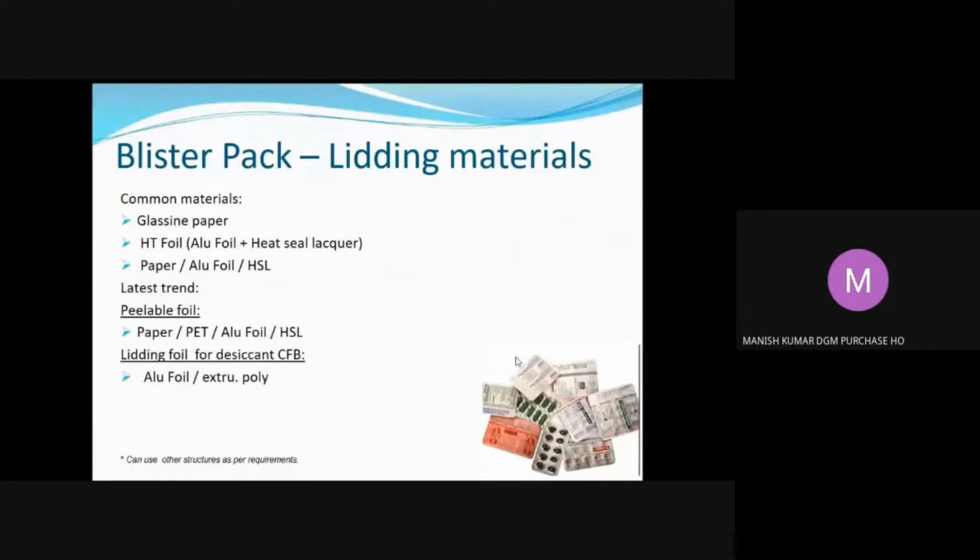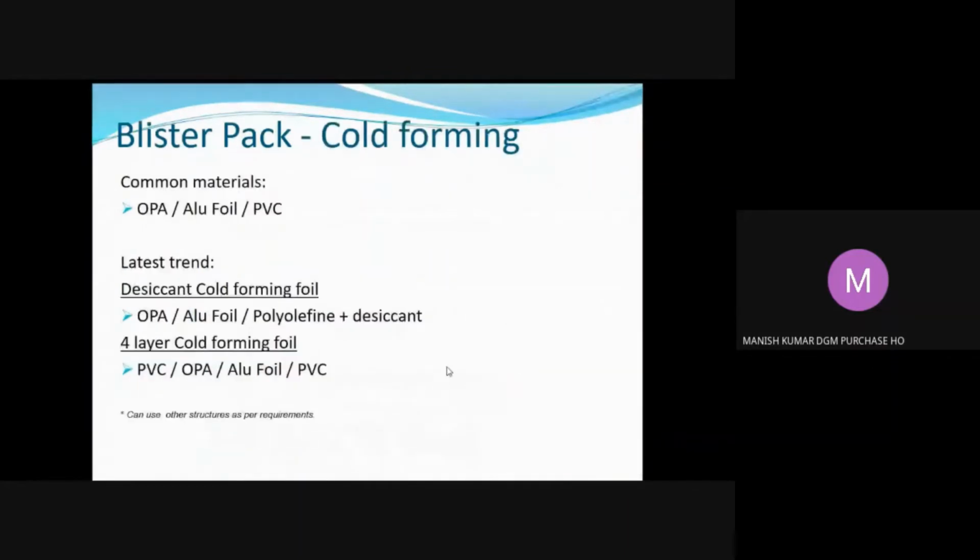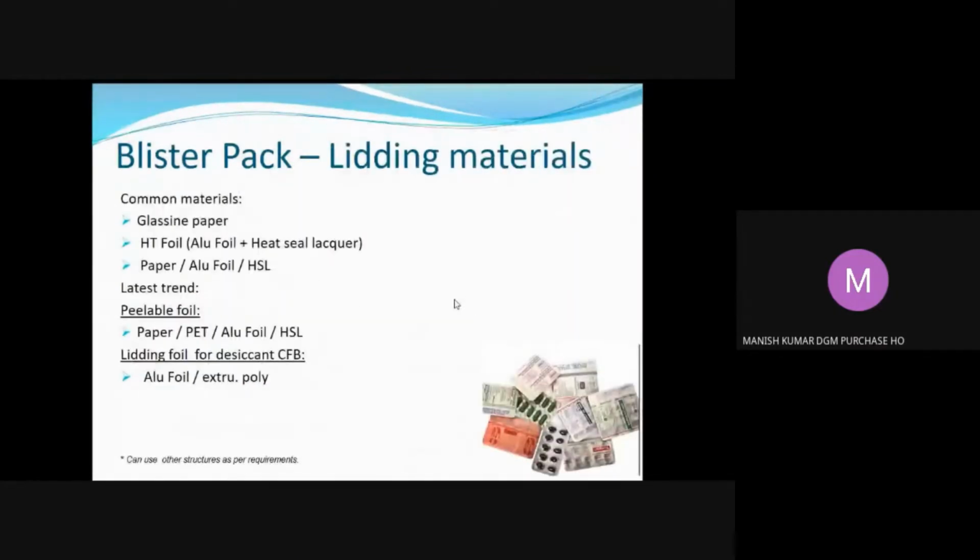So different child resistance features also you can put on the back side, in the lidding foil, and that will help you to promote your product as well as if you go to the US market, those markets need the child resistance pack. For that it is compulsory to use any of the child resistance lidding material. And if you are using the desiccant foil here, you have to use not heat seal lacquer, you have to use poly coated aluminum foil. So lidding material for the desiccant cold form blister is different than the lidding material of the normal cold form foil.